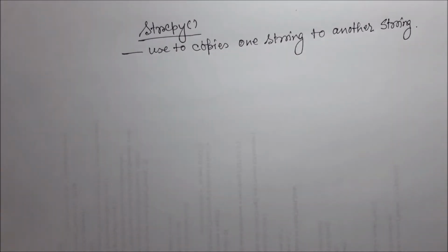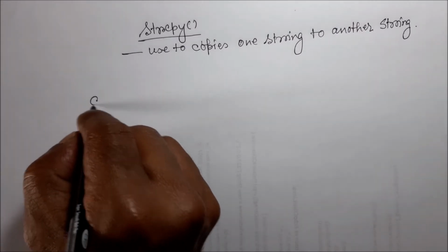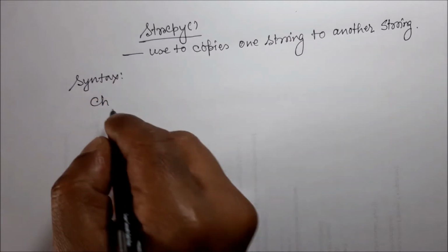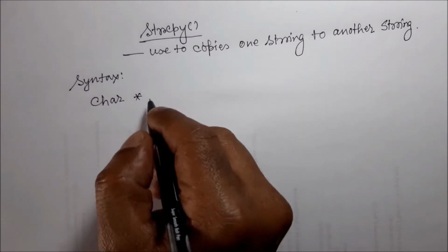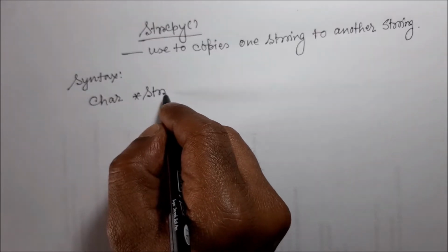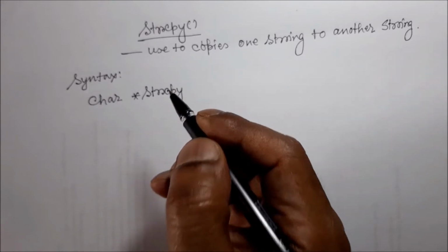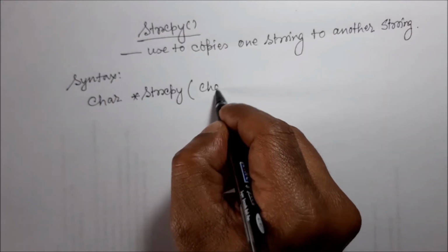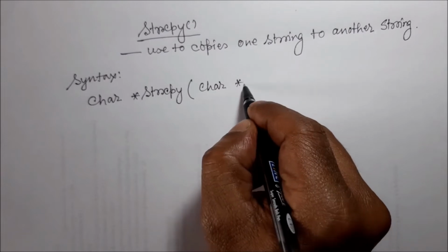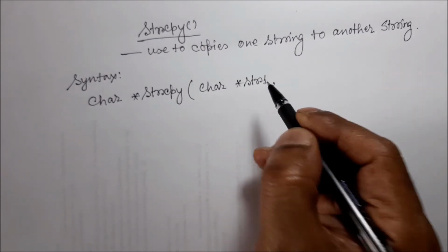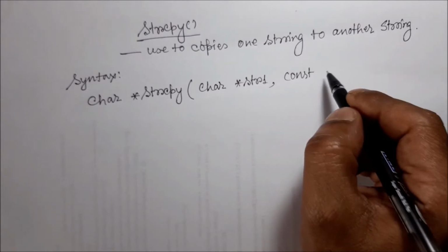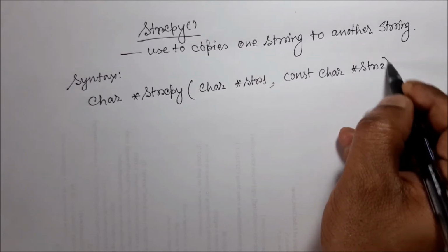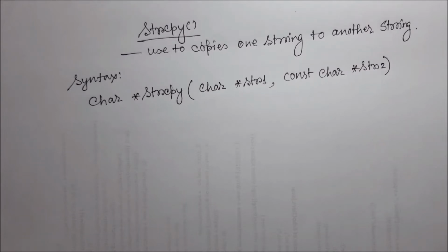The syntax for this function: char star, then strcpy is a pointer variable. Star means char star str1, comma, const char star str2. So this is the syntax of this function.